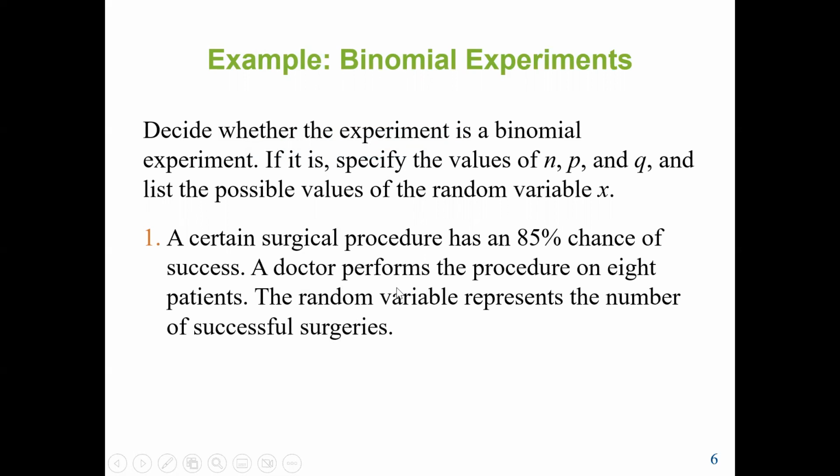Now, a doctor performs the procedure on 8 patients. So this means our lowercase n will be 8. Then the random variable represents the number of successful surgeries. So the random variable lowercase x can be from 0 to 8. 0 means there's no success in any of the tries. 1 means we have 1 success out of the 8 tries, etc.